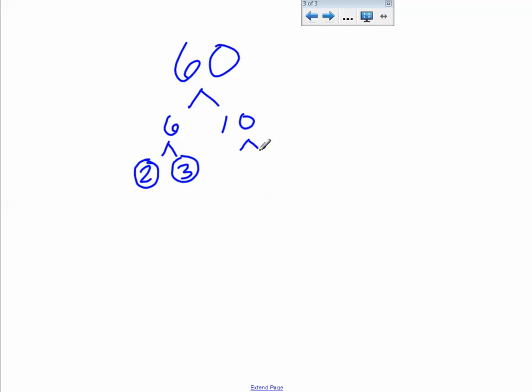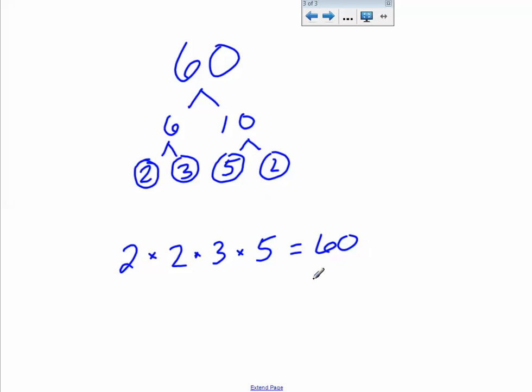I come back over here. What can I multiply to give me 10? I can multiply 5, and I can multiply 2. And those are prime. So now I put them in order, and I always order them from least to greatest. So 2 times 2 times 3 times 5. And if you multiply this back out, 2 times 2 is 4, 4 times 3 is 12, 12 times 5 is 60. That is the prime factorization for 60. We broke it down into a unique prime factorization that will only work for the number 60.